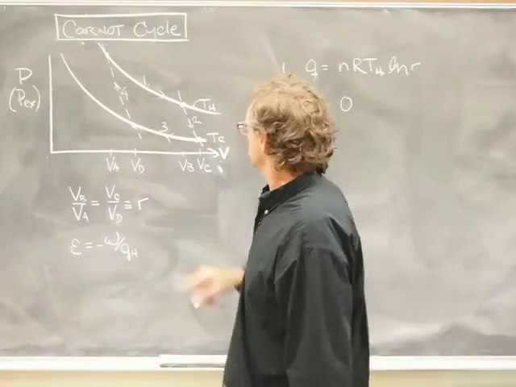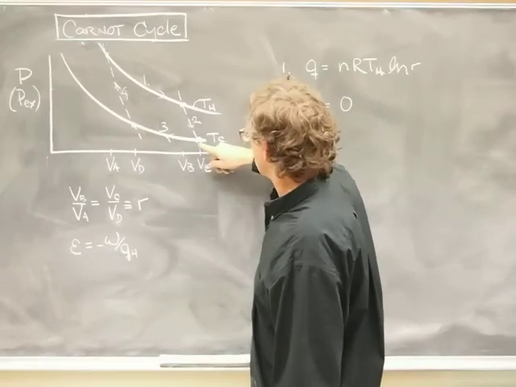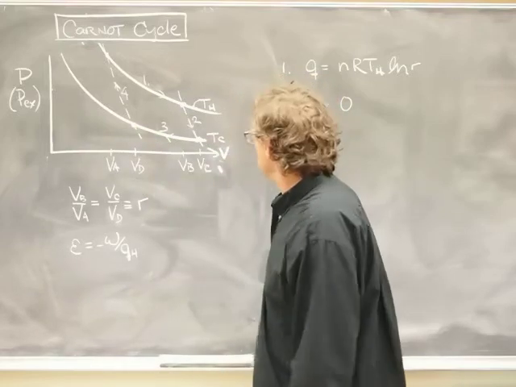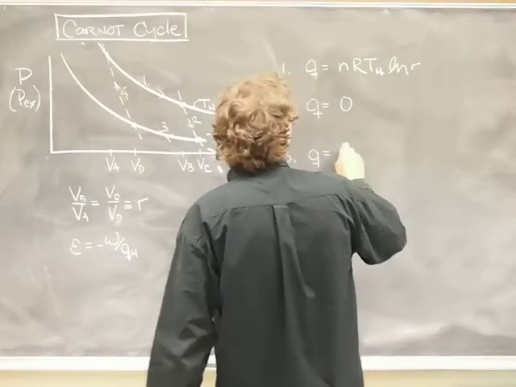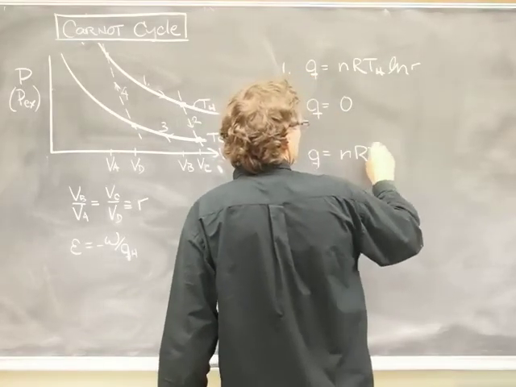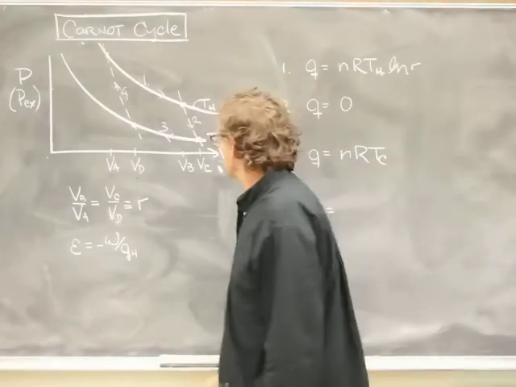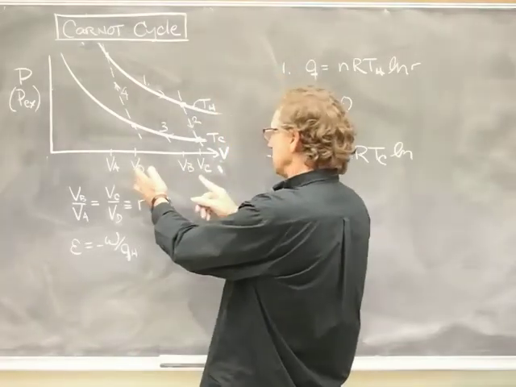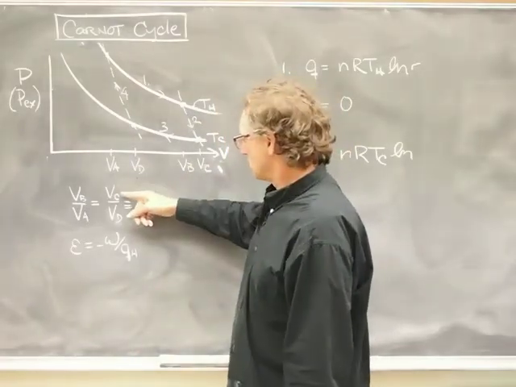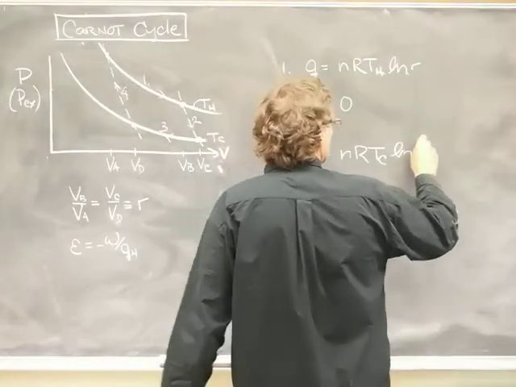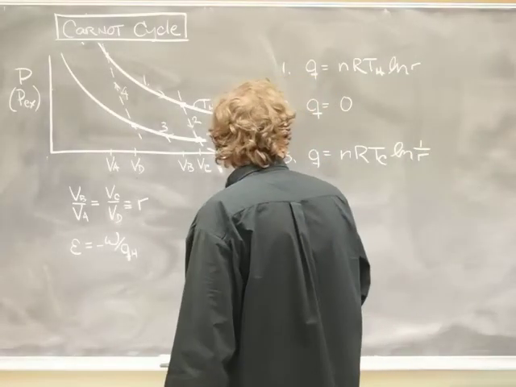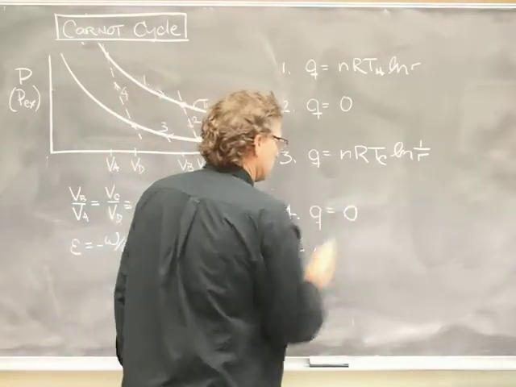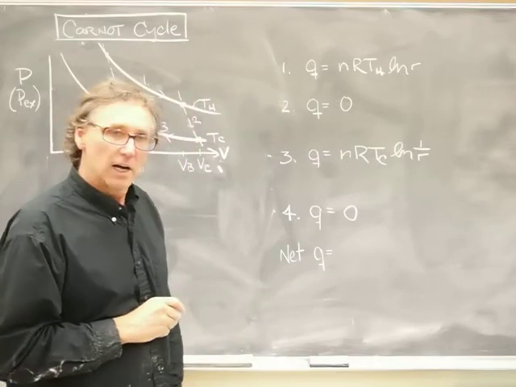How about the third step? That's going to be a compression from volume VC back to VD. So that's going to be nR, and now I need to put a T cold here because it's connected to the cold reservoir, and natural log of what? Well, it's going to be the natural log of VD over VC, which is the inverse of this. So I'll say natural log of 1 over R. And now the fourth step is just another adiabatic process, and so that's that.